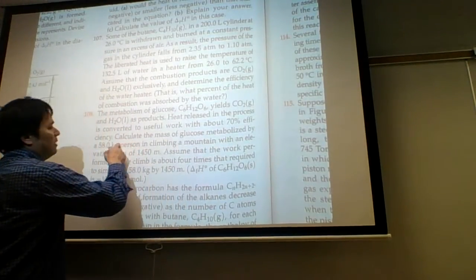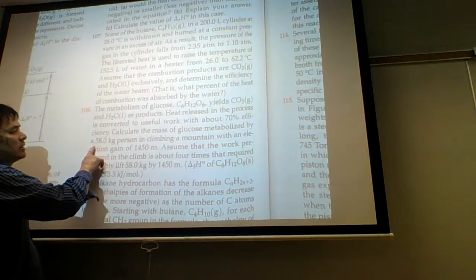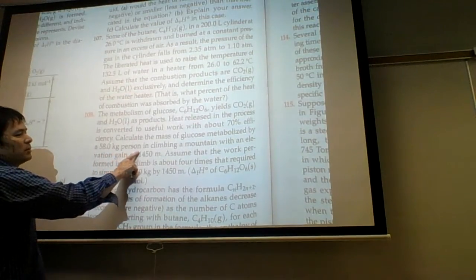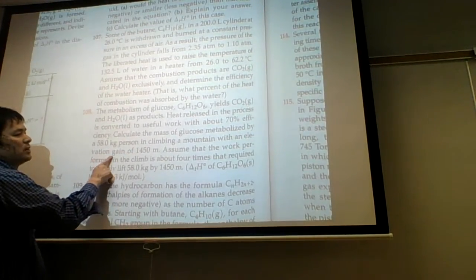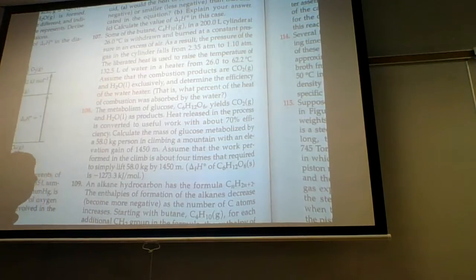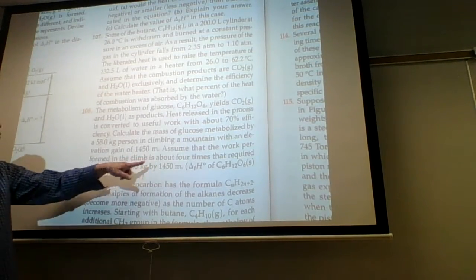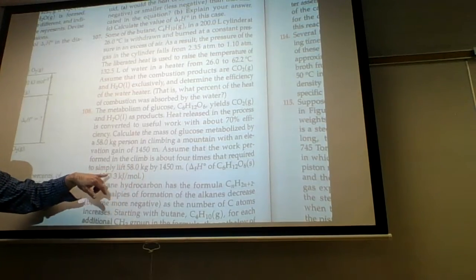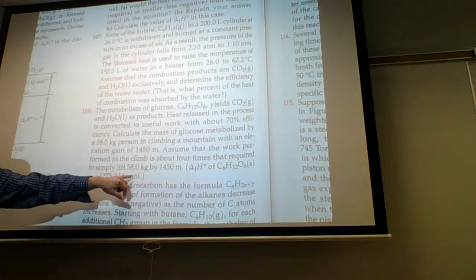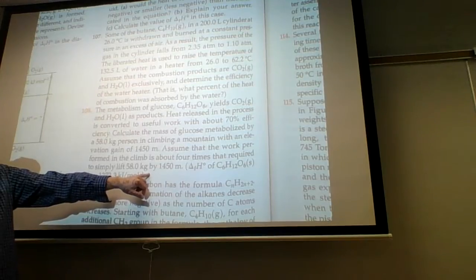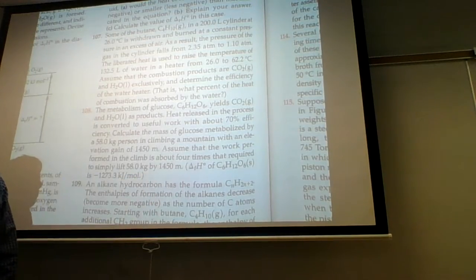All right, so let's calculate the mass of glucose metabolized by a 58.0 kilogram person climbing a mountain with an elevation gain of 1,450 meters. Assume that the work performed in the climb is about 4 times that required to simply lift 58.0 kilograms by 1,450 meters.